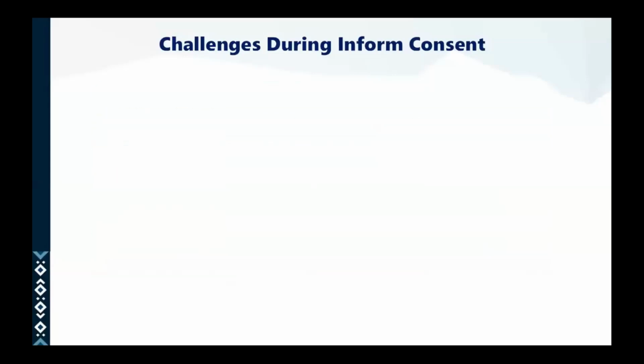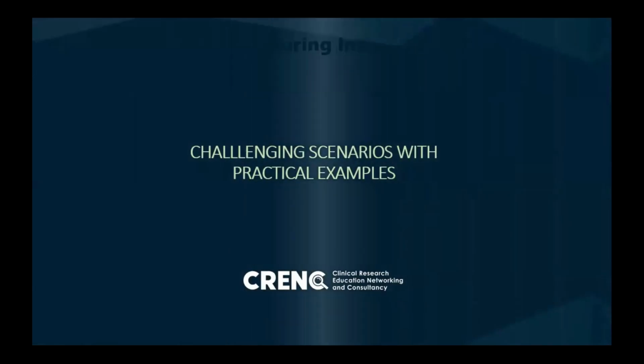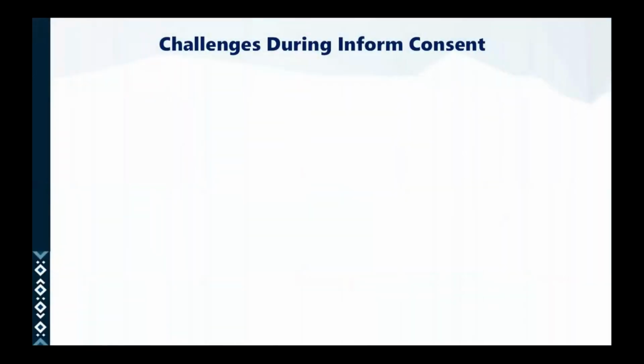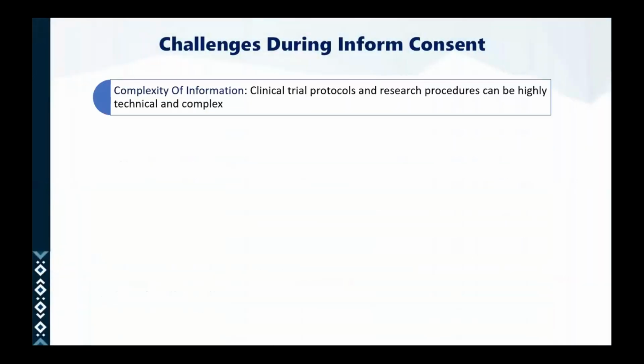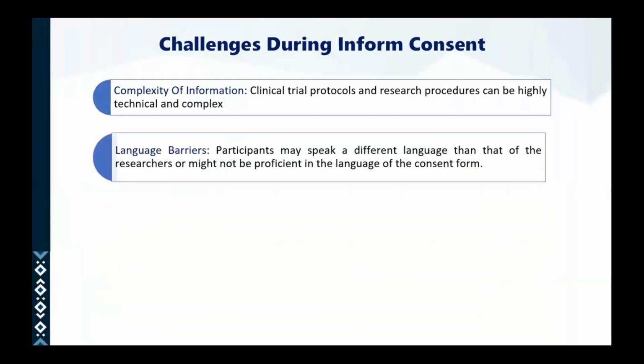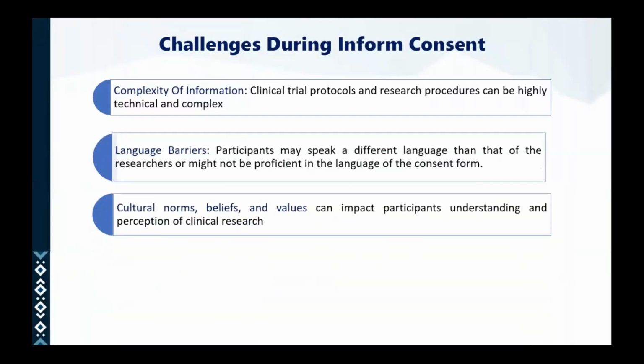So challenges during the informed consent. What are these challenges that you can find? You can find complexity of information. Clinical trial protocols and research procedures can sometimes be technical and complex. So you have to make sure that you explain this to the participants. Language barrier. Participants may speak a different language than that of the researcher or might not even be proficient in the language of the consent form. So you have to make sure that you walk them through all of these.